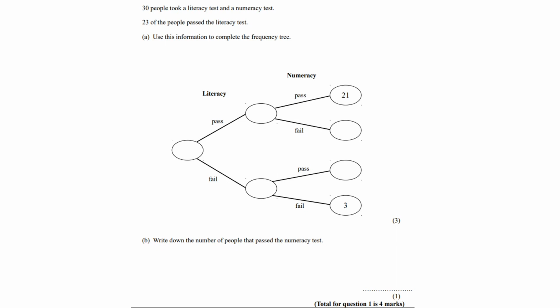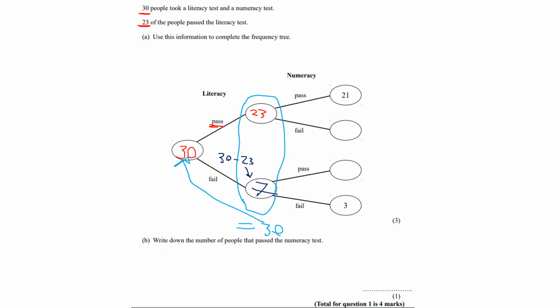So we know that 30 people took the literacy test, which is 30 over here. We're told 23 people passed. Passed is here, so it's going to be 23. So therefore, how many people failed? The number of people that failed is simply going to be 30 minus 23, which is equal to 7. Okay? The important thing to note is all of this stuff here should be equal to 30, which is the number here. Okay?